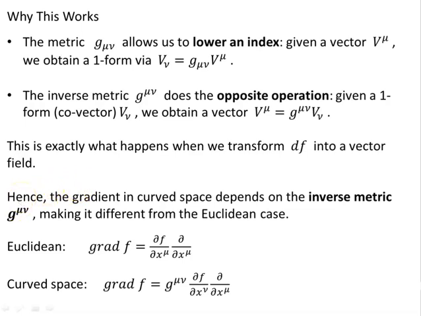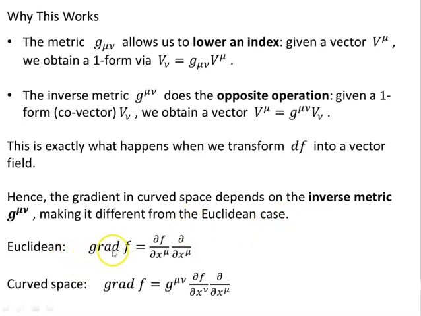So I'm just trying to show how the metric components raise and lower indices and how that applies to the sharp and flat operators. Hence the gradient in curved space depends on the inverse metric g^{μν}, making it different from the Euclidean case.